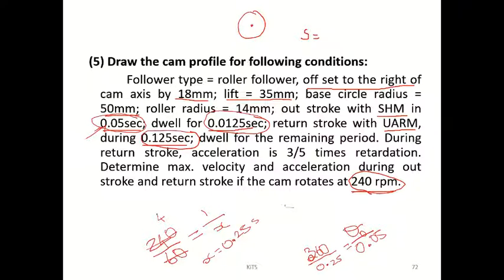Similarly, dwelling is 0.0125 seconds. So put like this, 360 divided by 0.25 times 0.0125, theta D. Similarly, next for return stroke, 360 divided by 0.25 times the return stroke time, theta R. What is the return stroke value? 0.125 seconds.